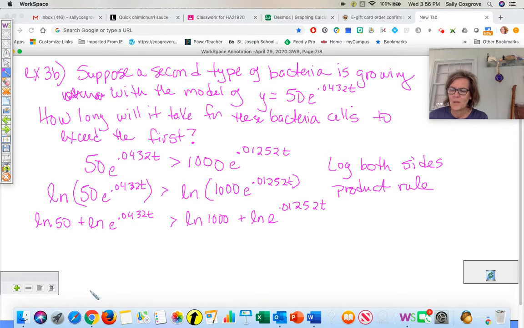Okay. I use the product property. Now, back when we were looking at properties, we learned about something that looks like this, a special log exponential property, and it said the log in base b of b to the y equals y. If these two things are the same, then the exponent is the value.